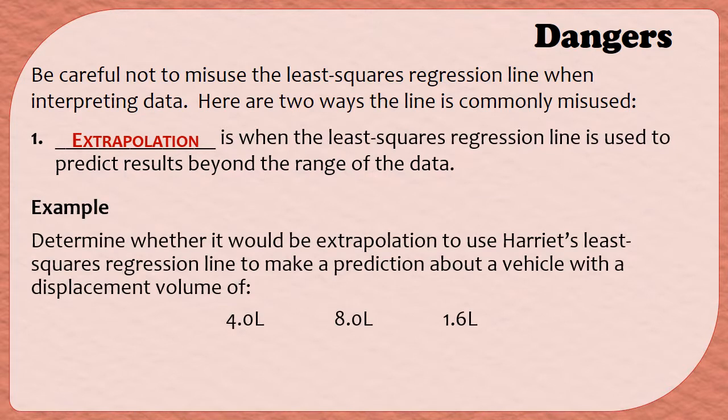So we've got an example, and it says determine whether it would be extrapolation to use Harriet's least squares regression line to make a prediction about a vehicle with a displacement volume of, and here we have three different situations, 4 liters, 8 liters, or 1.6 liters. So let's take a moment and look back at the data so that we can figure out whether these make sense.